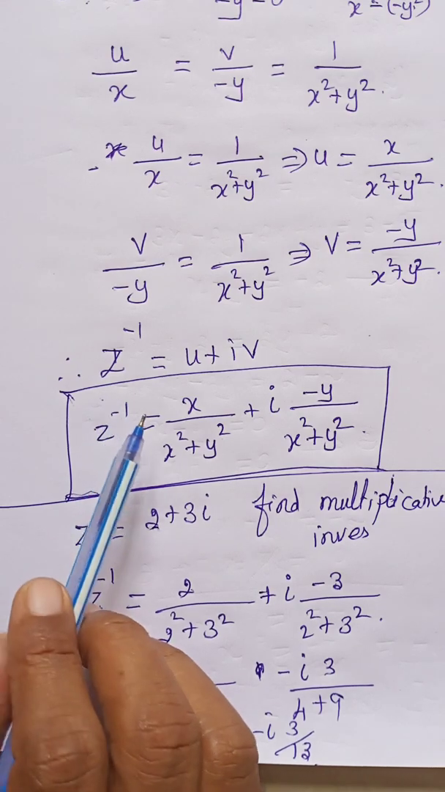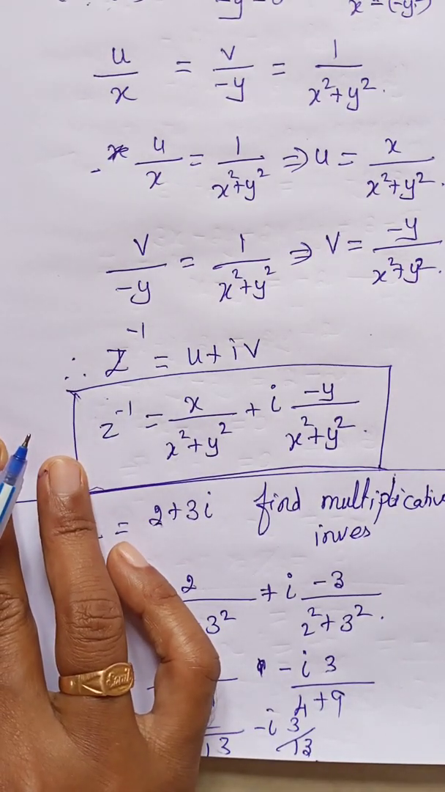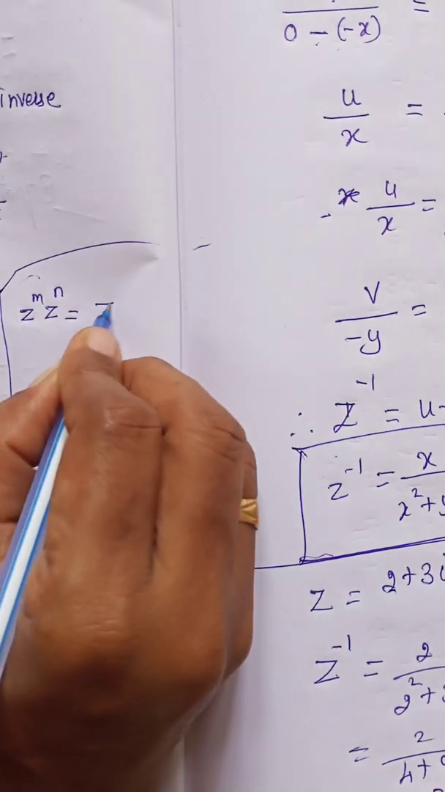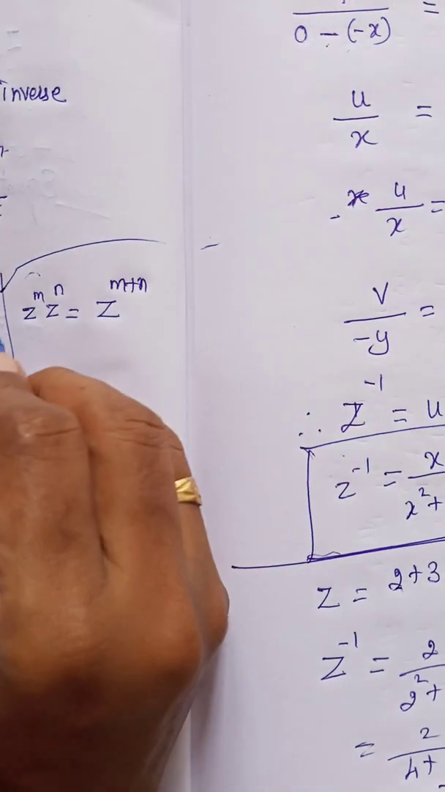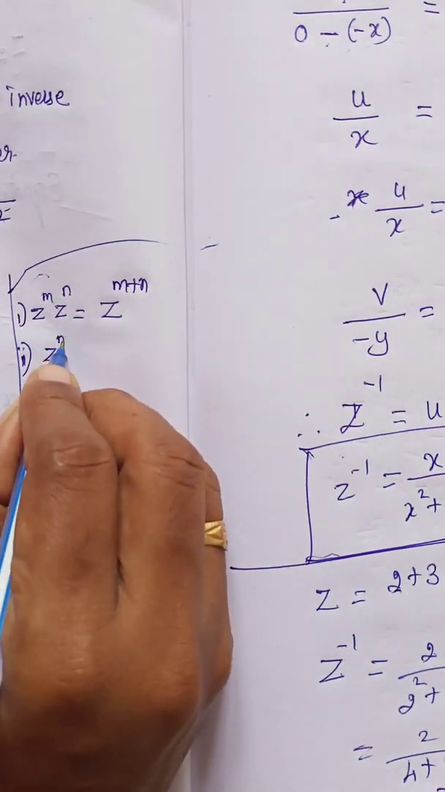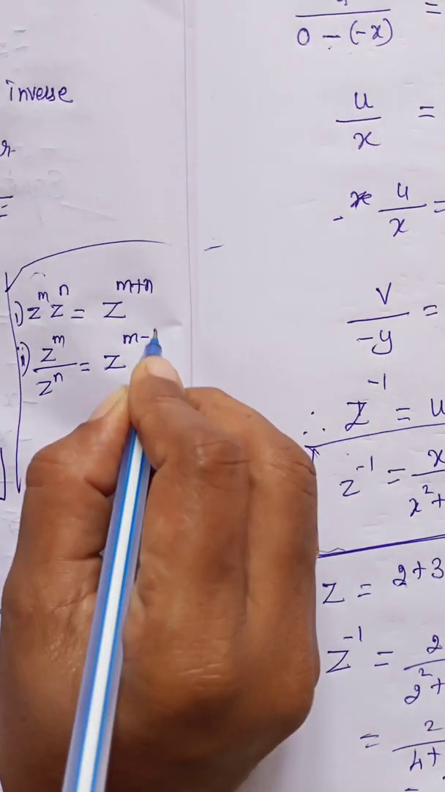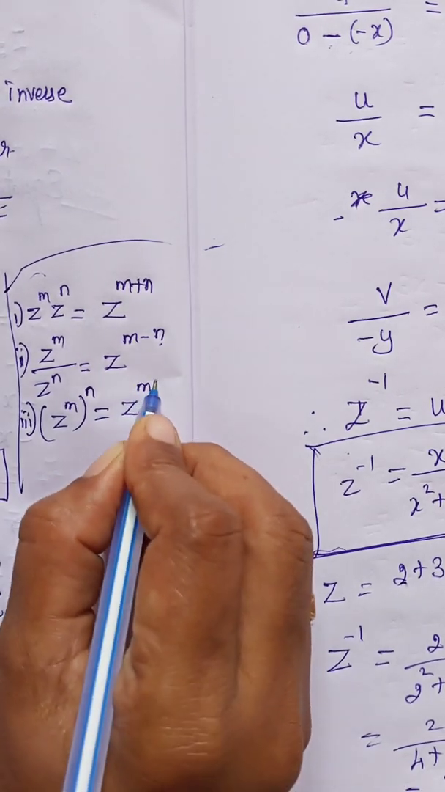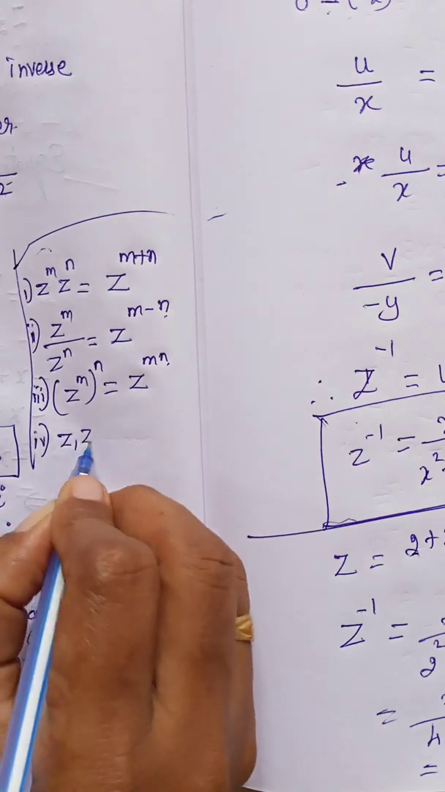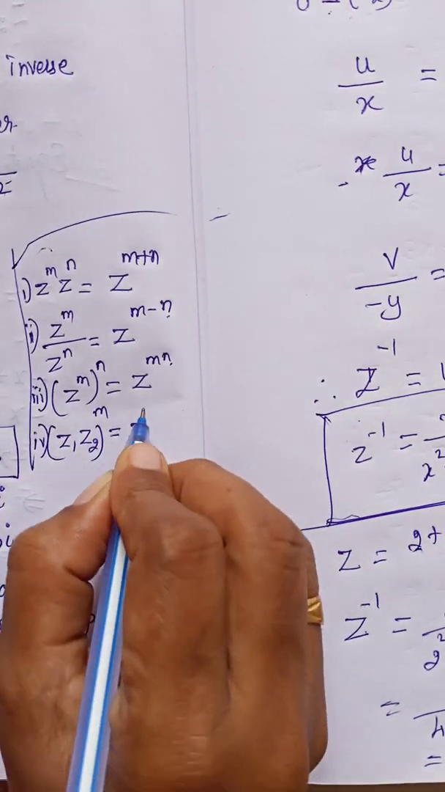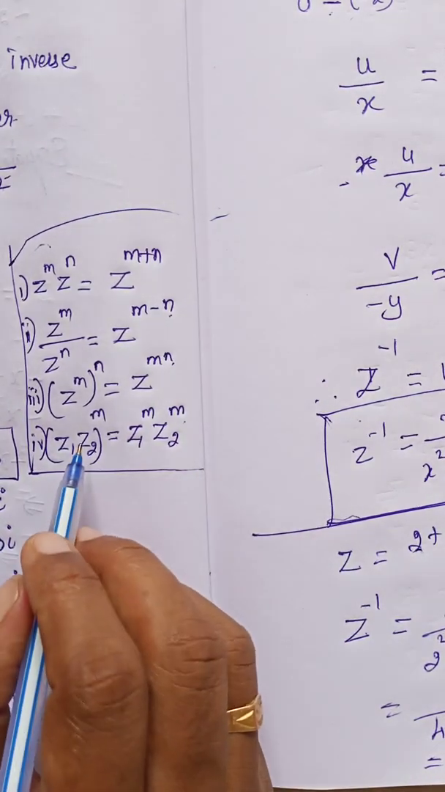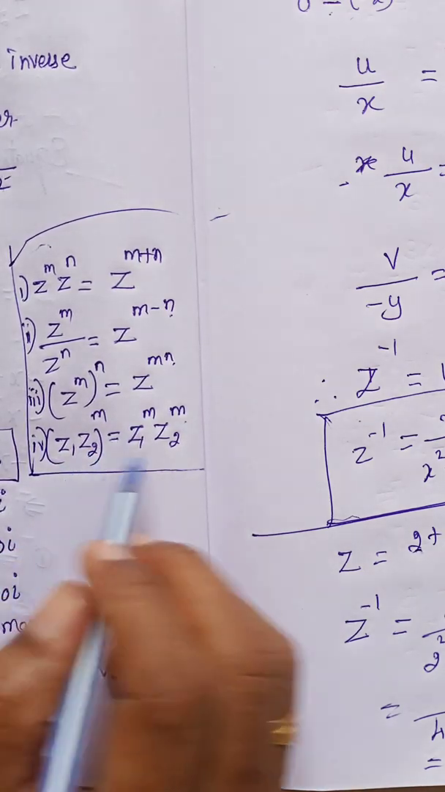Other properties it is not necessary. Like our other algebraic sums, these complex numbers also obey the law of indices. What is that law of indices? Anyone? z power m into z power n is equal to z power m plus n. And second, z power m by z power n can be written as z power m minus n, like our ordinary algebra. z power m, the whole power n, can be written as z power m into n. Again, z1 into z2, the whole power m is equal to z1 power m into z2 power m. This is our ordinary algebraic indices. The same thing, complex numbers also obey the law of indices.